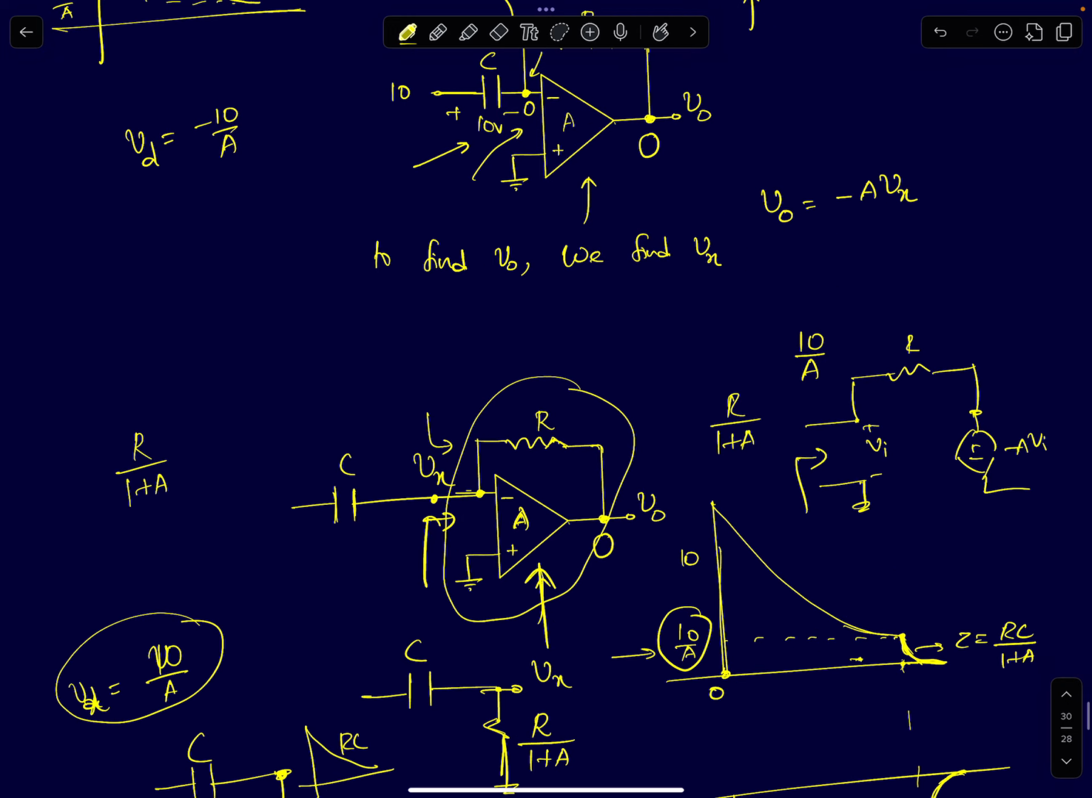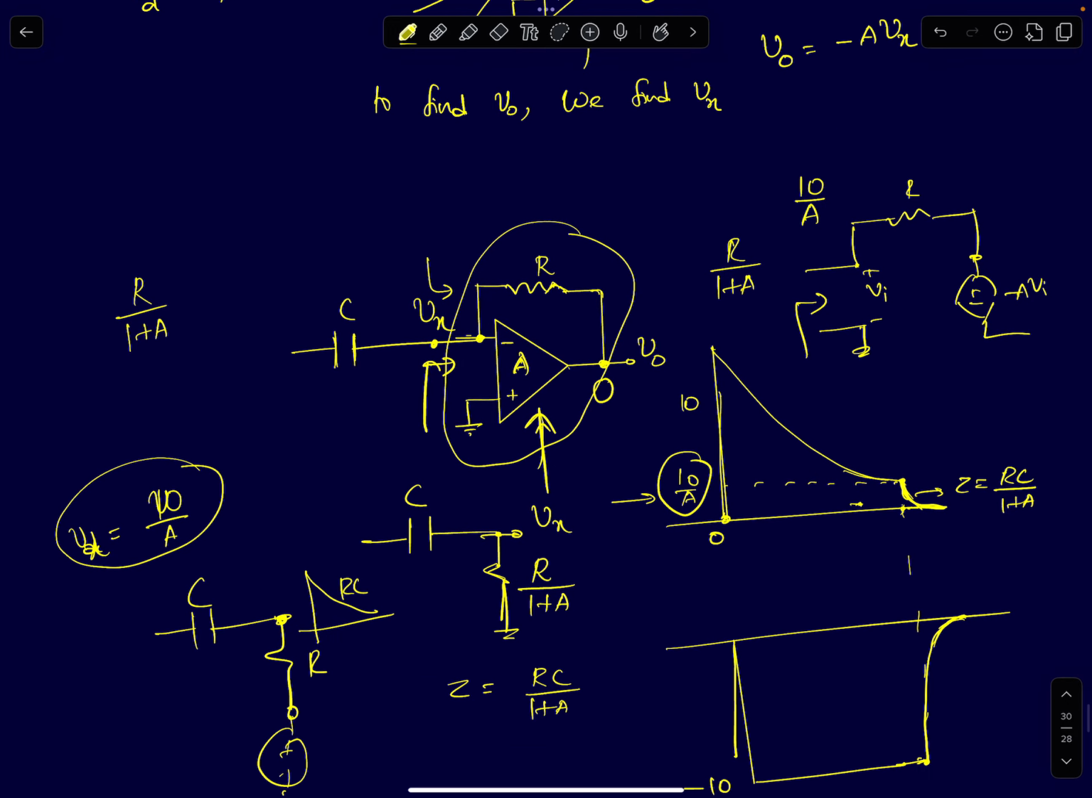Now the op amp kicks into action. What does the op amp kicking into action mean? The node voltage Vx will now charge very differently. Why is that? Because the resistance seen at this node, previously since the op amp was not present, the op amp was open circuit, I could just ignore the op amp and treat the resistance seen at this node as just equal to R itself. But now that the op amp is present, the resistance seen at this node will be R by 1 plus A.